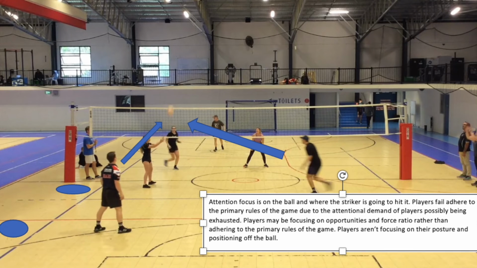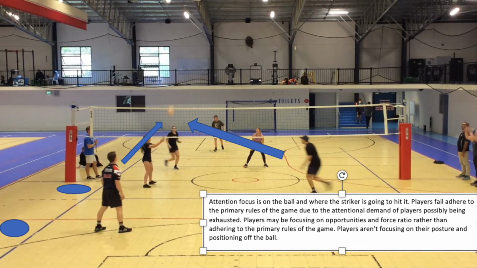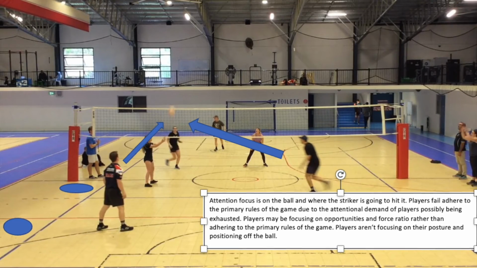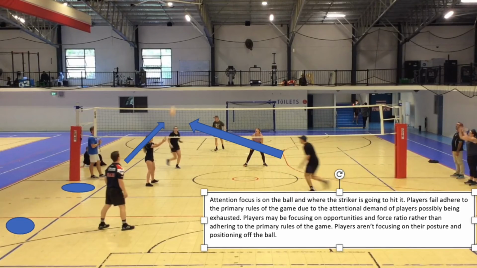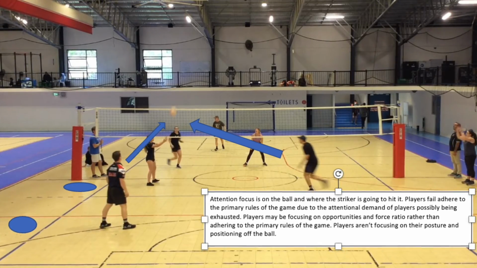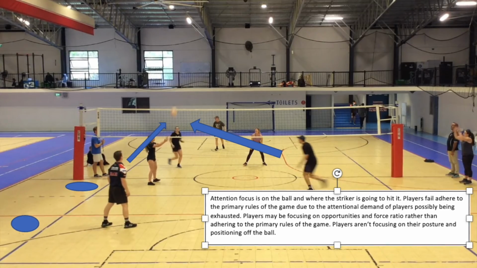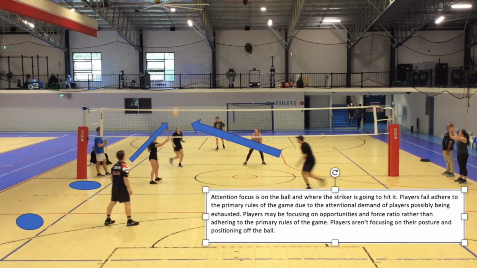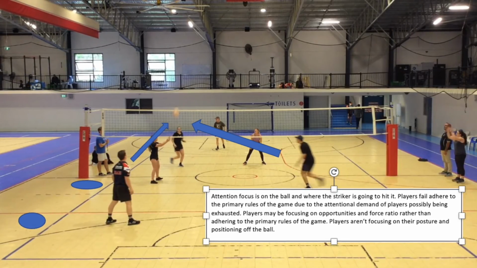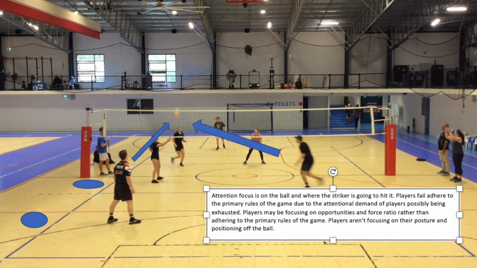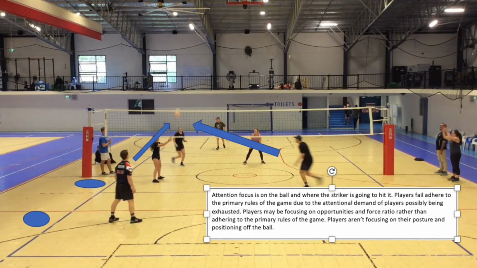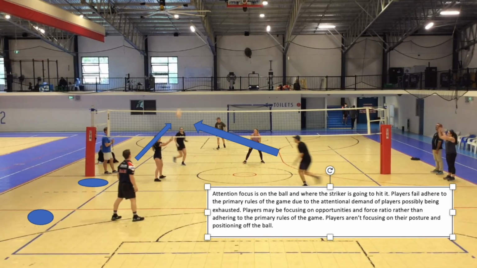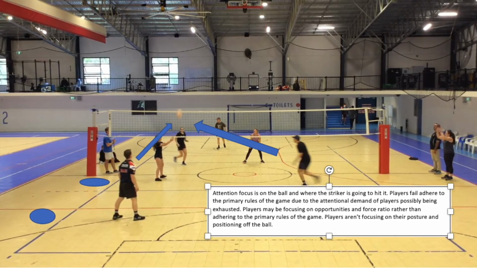In this screenshot, all three attacking team players are communicating that their attentional focus is on the ball and where the spiker is going to play the shot. However, because of this, the team fails to adhere to the primary rules of the game, where there must only be one player in the court when attacking. This may be due to the intentional demand of players possibly being exhausted. For example, the passer may be focusing on the collective strategy of the team on where to place the ball for the spiker. This inappropriate concentration disallows the team to adhere to the primary rules of the game and their posture and positioning on the court.